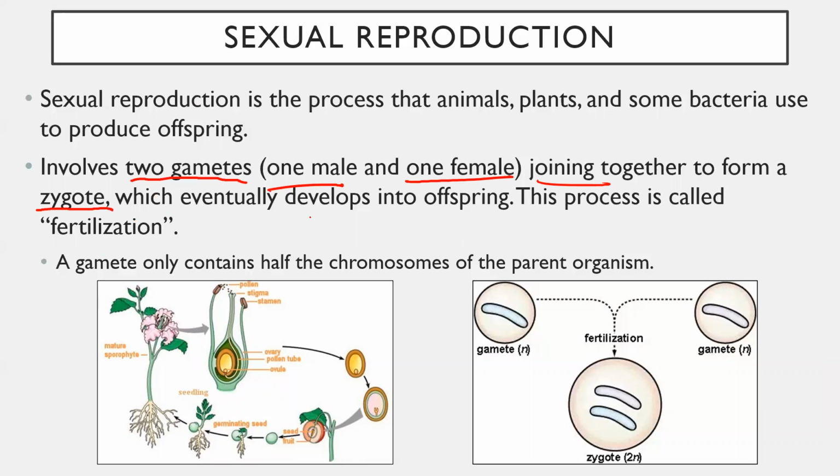Now, eventually, a zygote will develop into offspring, so that's what actually grows and develops and then becomes a newborn offspring. And that process of joining 2 gametes together is called fertilization. And another thing you should just know is a gamete only contains half the chromosomes. We'll talk about chromosomes a little bit later today as well. A gamete only contains half the chromosomes of the parent organism, right? So if the male gamete has half of their chromosomes and the female gamete has half of their chromosomes, when they combine together, you're going to get the full number of chromosomes. Okay, that's basically the idea.